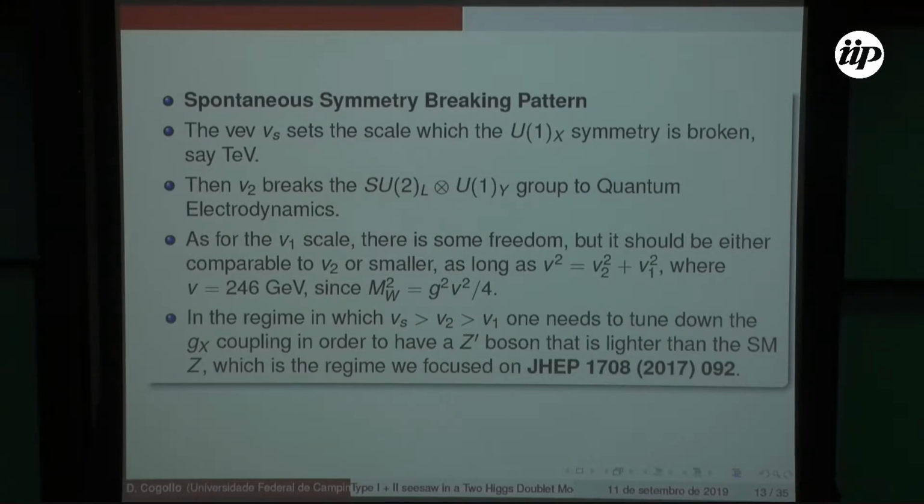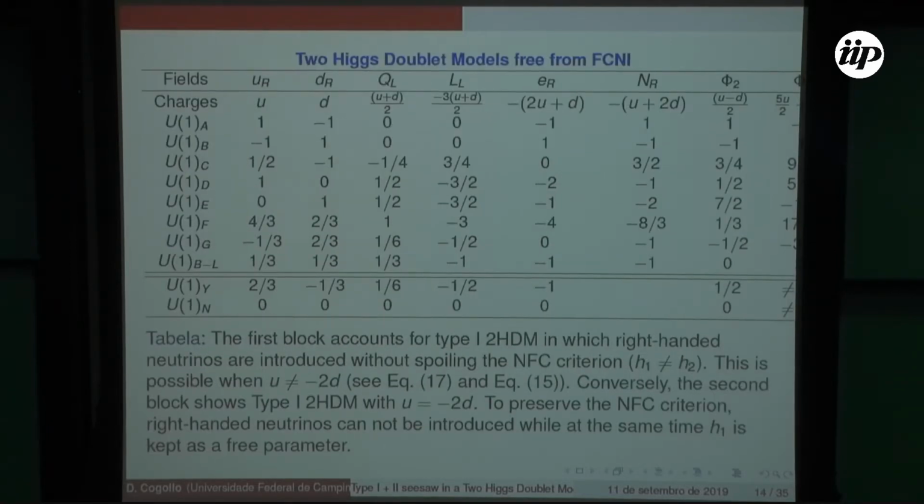Of course, in this model, we also have other properties. For example, we don't have the pseudoscalar particle in this model, because the pseudoscalar particle has been absorbed by this Z prime boson to gain mass.